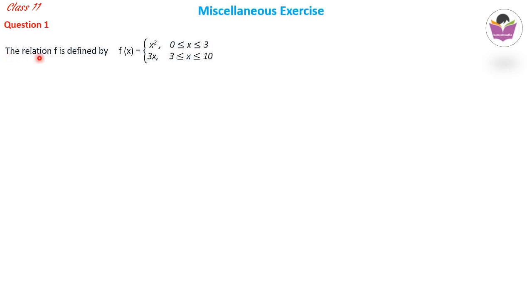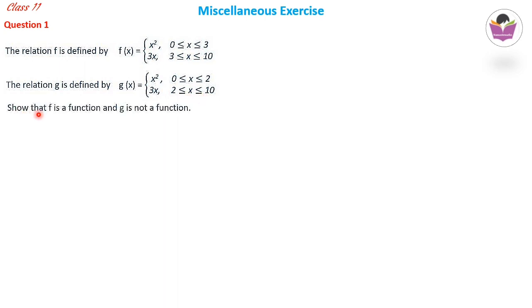Next we shall discuss few problems from the miscellaneous exercise. First question. The relation f is defined by f of x is equal to x square if 0 less than or equal to x less than or equal to 2, and f of x is equal to 3x if 3 less than or equal to x less than or equal to 10. And another function g of x is given to us. g of x is equal to x square if 0 less than or equal to x less than or equal to 2, and 3x if 2 less than or equal to x less than or equal to 10. The question is, show that f is a function and g is not a function.